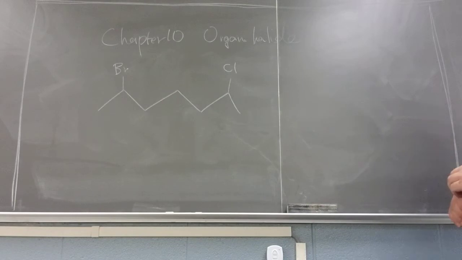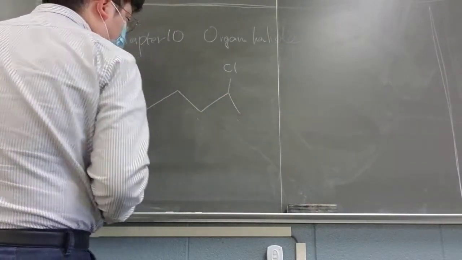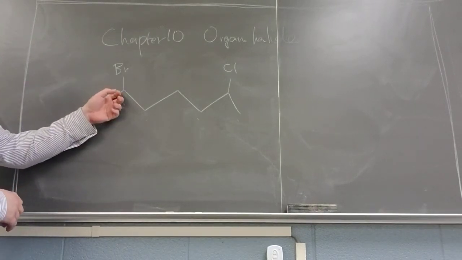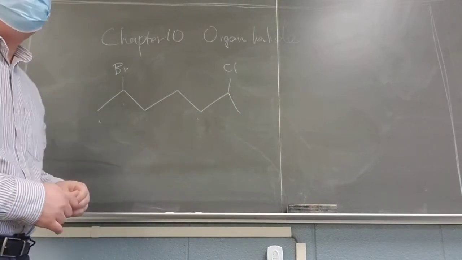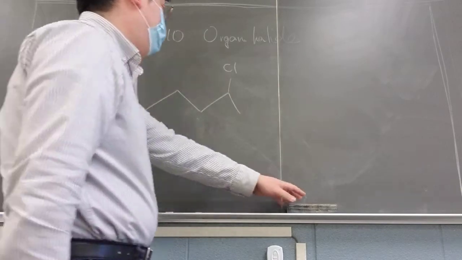Okay, so 1, 2, 3, 4, 5, 6, 7. So it'll be heptane, but it will be 2-bromo-6-chloroheptane. You got it right? Yeah, it's pretty straightforward.